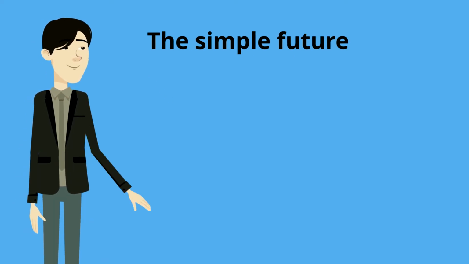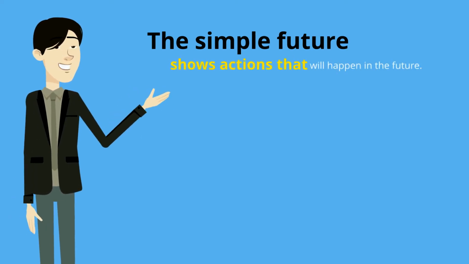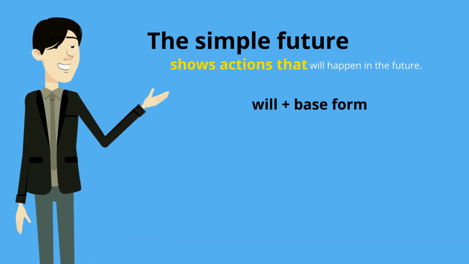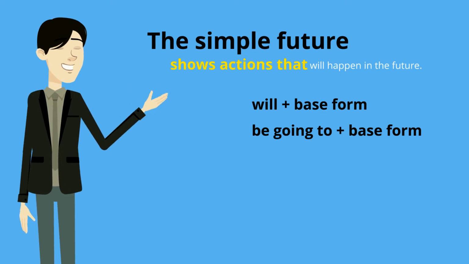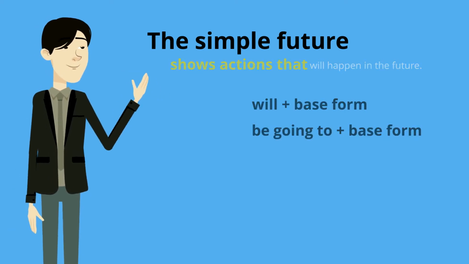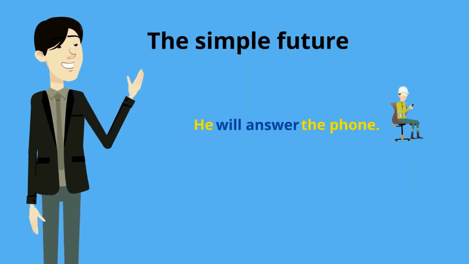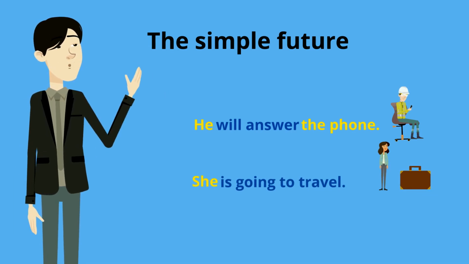The simple future is for actions that will happen in the future. We add will or be going to before the base form of the verb to form the simple future. Example: he will answer the phone. She is going to travel.